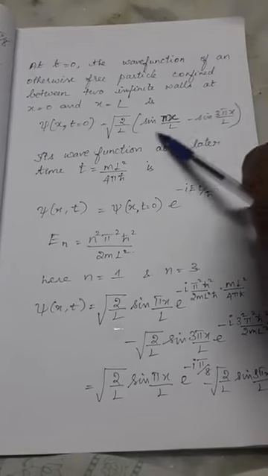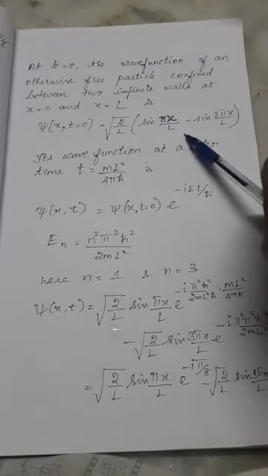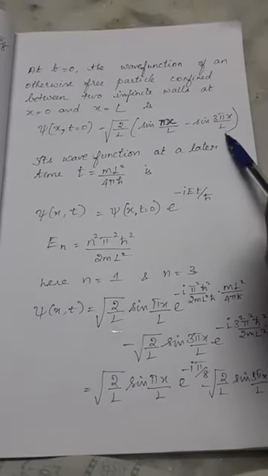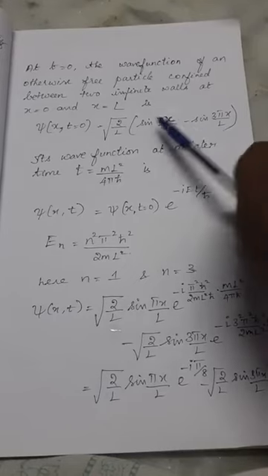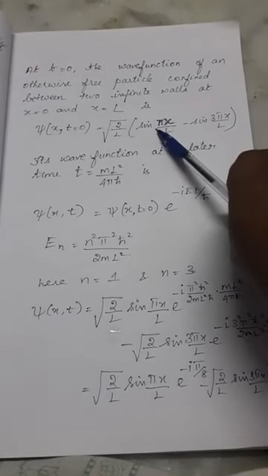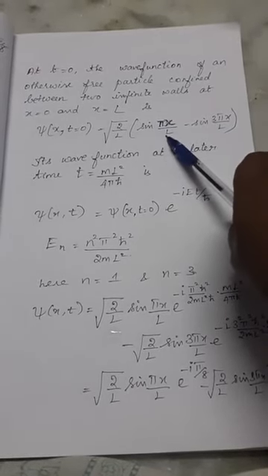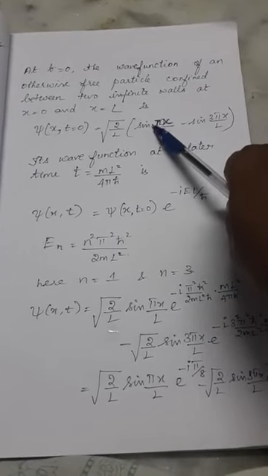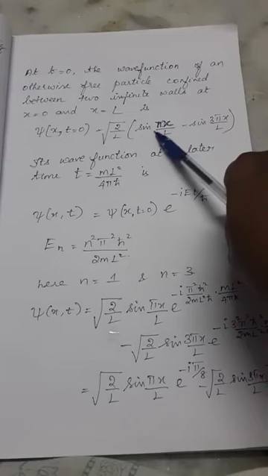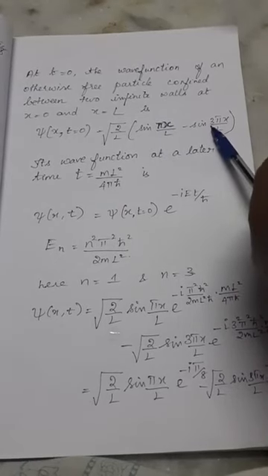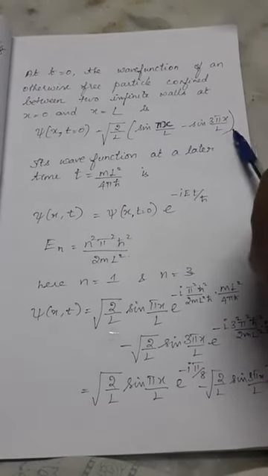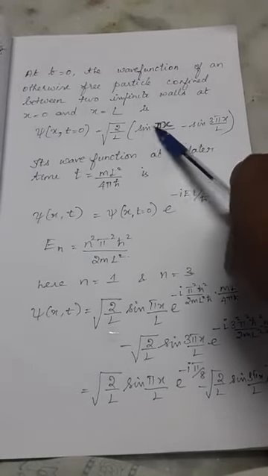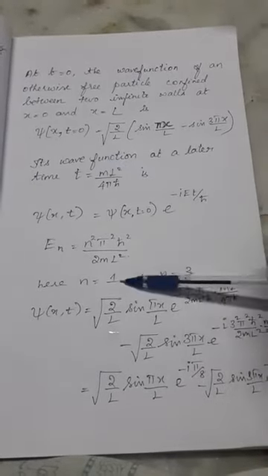Here if you see the wave function, it is sine pi x by L plus sine 3 pi x by L. So here the n value, n pi x by L, is the wave function for a particle in a box. Instead of n here 1 and instead of n here 3. So 1 and 3 are the two states. Superposition of two states results in the wave function.